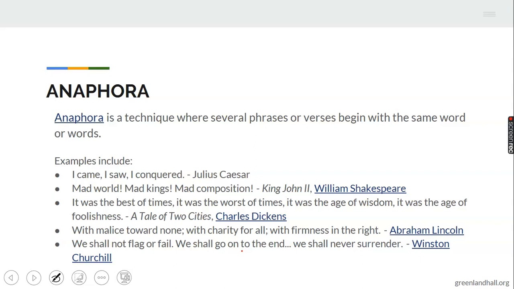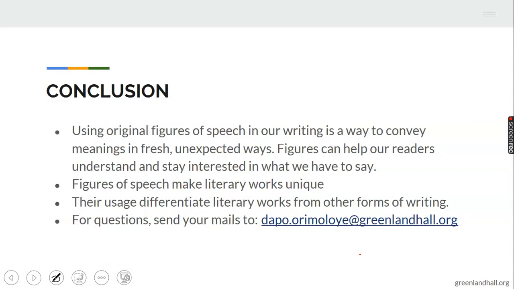It was the best of times. It was the worst of times. It was the age of wisdom. It was the age of foolishness. You can see here, it was. Then here we have with, and with. Then lastly we have we shall. So you have them repeated at the beginning of words. That is anaphora.